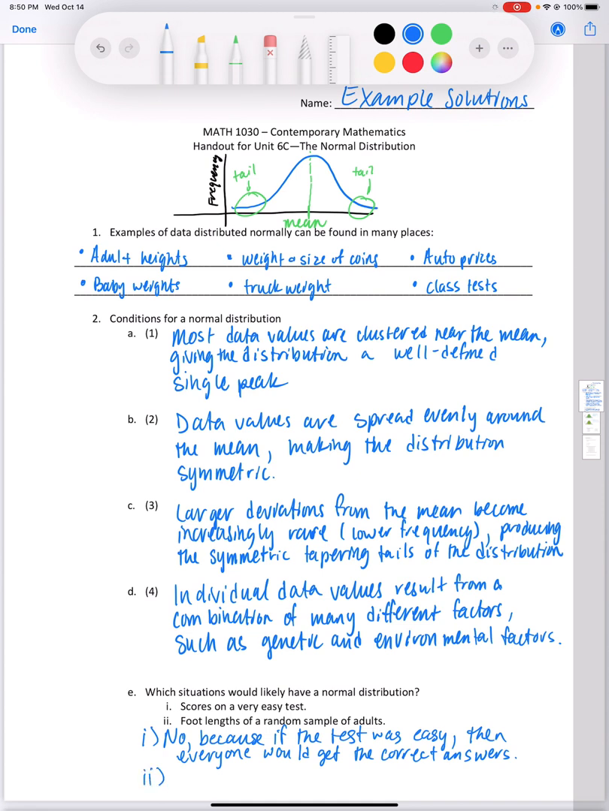Foot lengths of a random sample of adults. So if you randomly sample adults and you get their foot length, it's like their adult height or baby weight, where you'll have a normal distribution. Because most people's feet are around the mean, and some people are smaller, some people are larger. So relatively few are smaller, relatively few are larger. Because most people have an even spread.